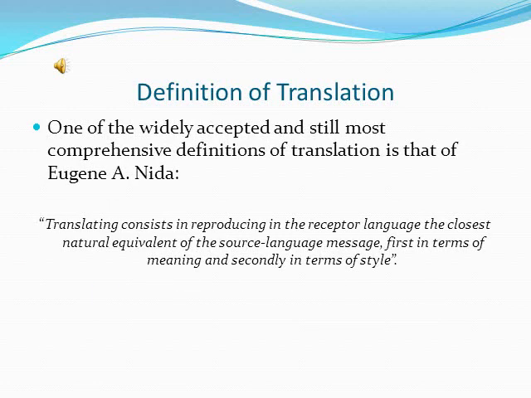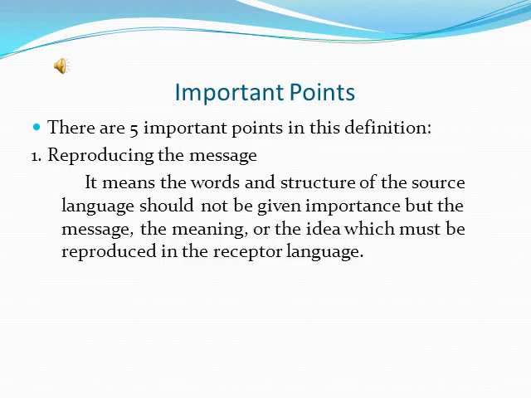Let's begin with the definition of translation, first provided by Eugene Nida. The definition says: translating consists in reproducing in the receptor language the closest natural equivalent of the source language message, first in terms of meaning and secondly in terms of style. This definition is generally accepted as one of the most comprehensive definitions of translation so far.